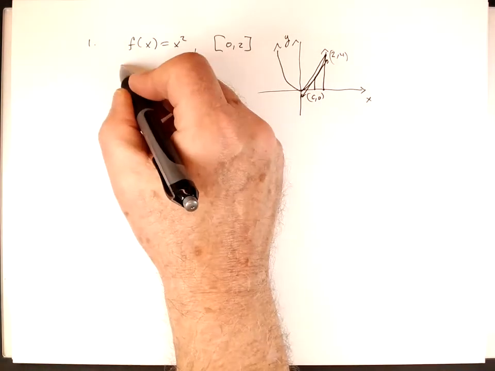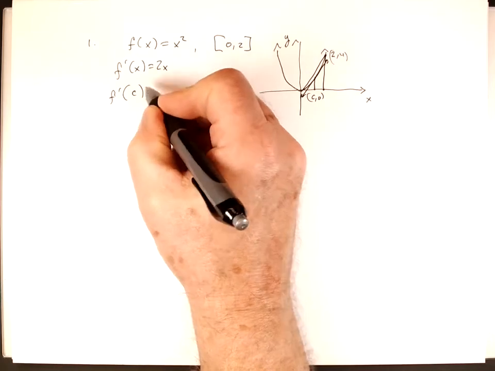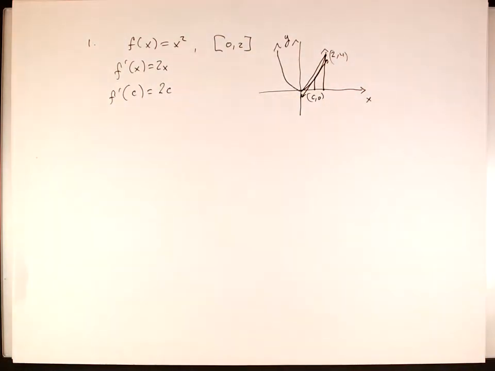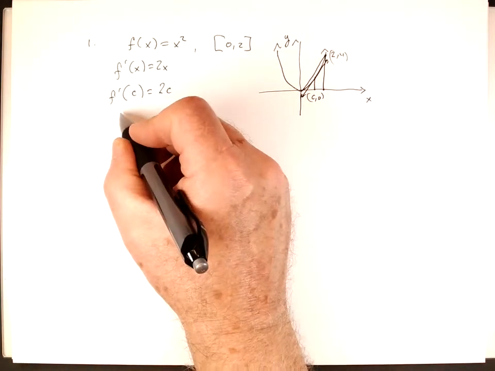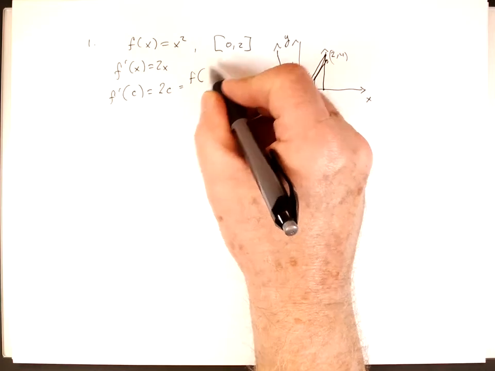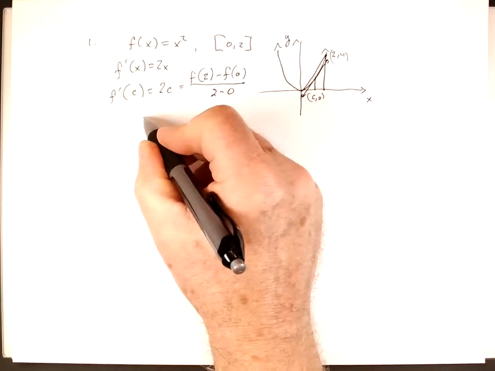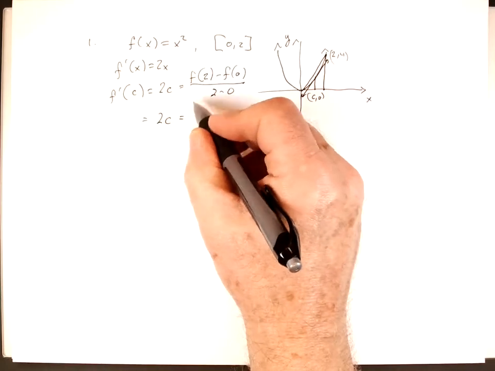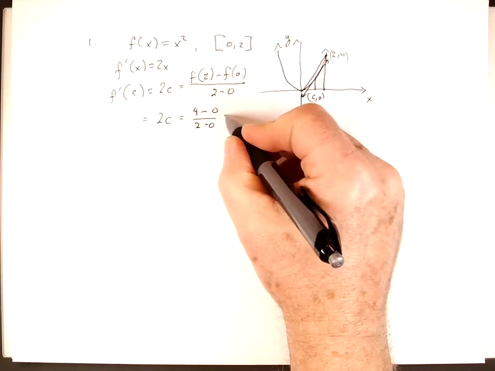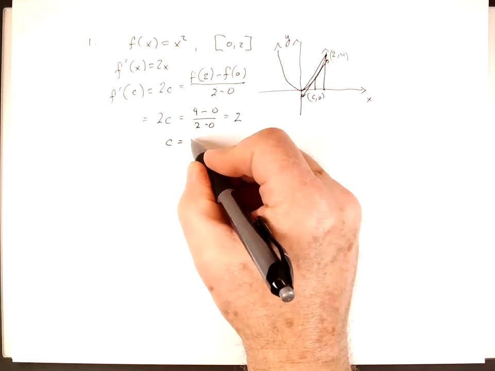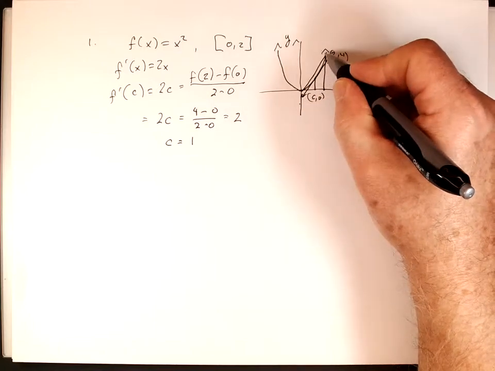So, step 1, find f prime of x, which is 2x. F prime of c is going to be 2c. We want to find that c where f prime of c, the slope of the tangent line, is equal to f of b, b being 2, minus f of a over b minus a. So we want 2c to be equal to f of 2, 4 minus 0, over 2 minus 0, which equals 2. Divide by 2 to get c equals 1. When c is equal to 1, the slope of the tangent is equal to the slope of the chord.